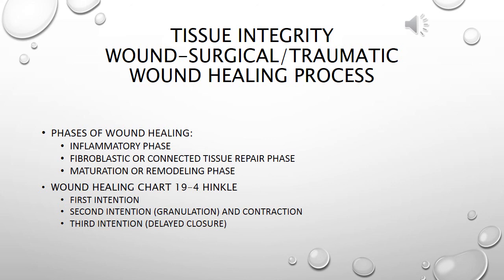With second intention healing, they call it granulation. It occurs in infected wounds, like an abscess, or in wounds in which the edges have not been approximated. The third intention is delayed closure. It is used for deep wounds that have not been sutured early or break down and are resutured later, thus bringing together two opposing granulation surfaces. This results in a deeper and wider scar.